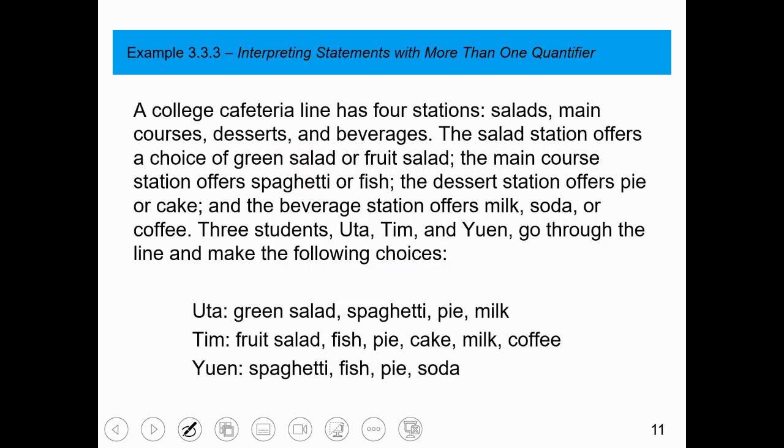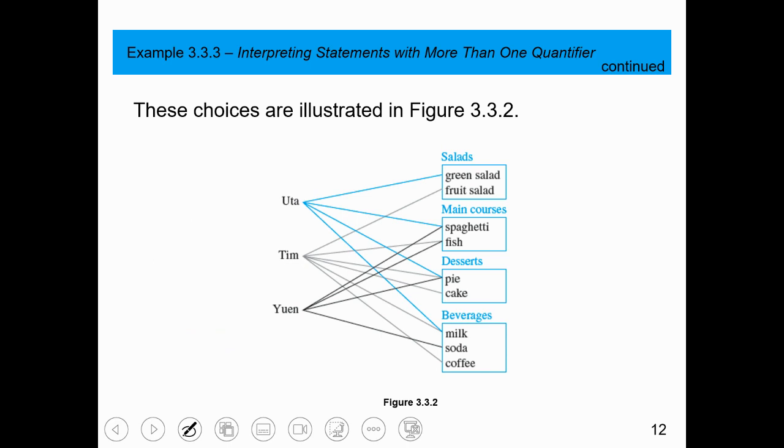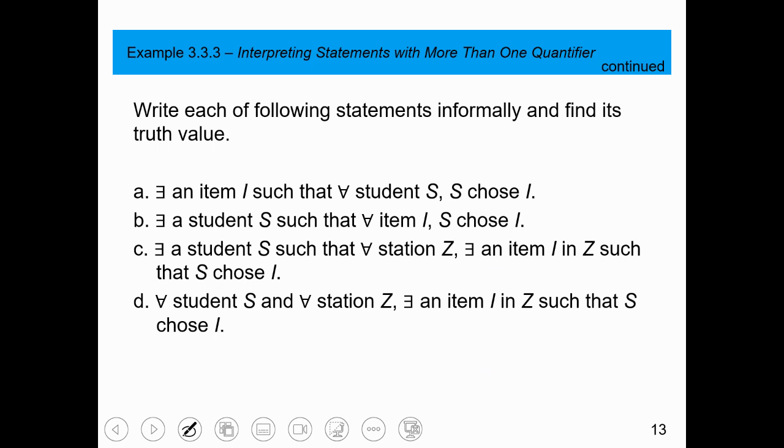Let's practice with this example. We have a college cafeteria line with 4 stations. We have salads, we have main courses, we have desserts, we have beverages. We have 3 students, Uta, Tim, and Win, and they've selected a variety of items from the stations. And we have a little tree diagram showing what each student selected, which we'll refer back to later. Write each of the following statements informally and find its truth value.